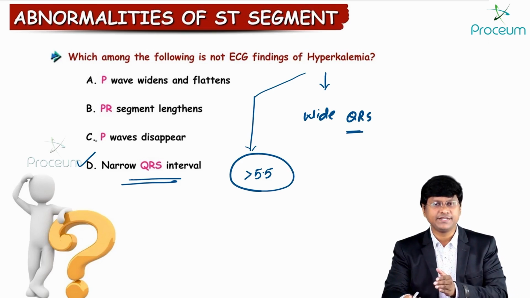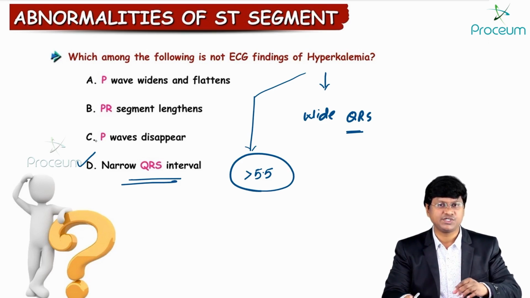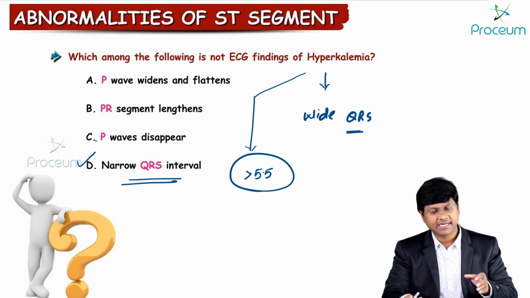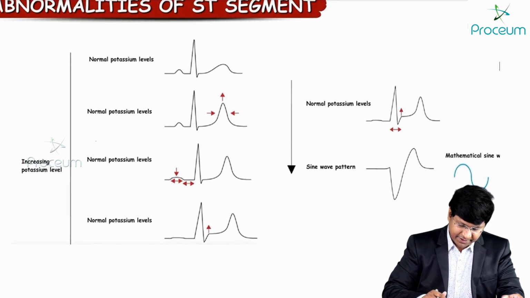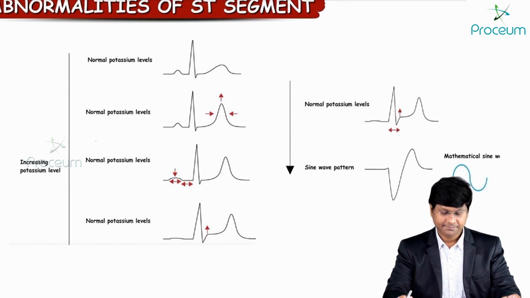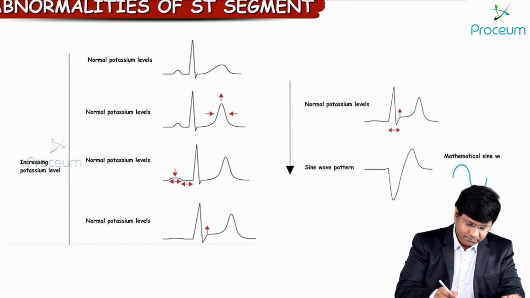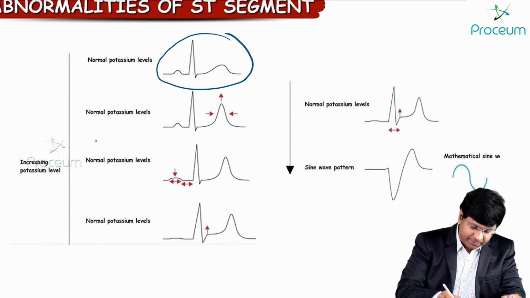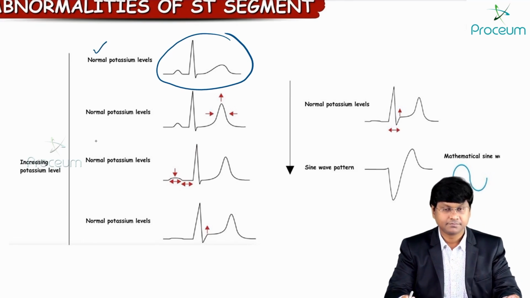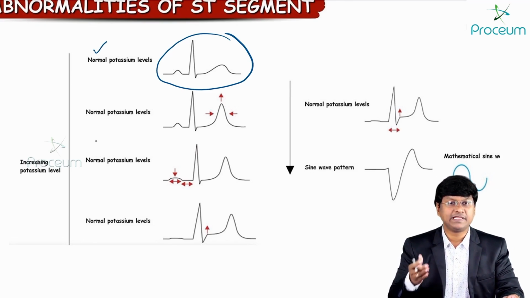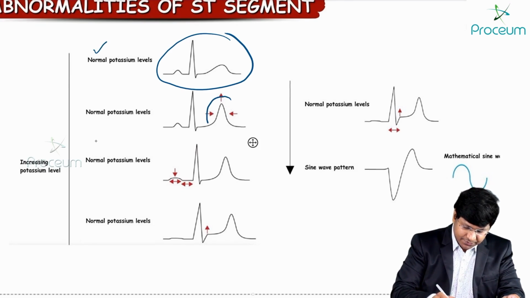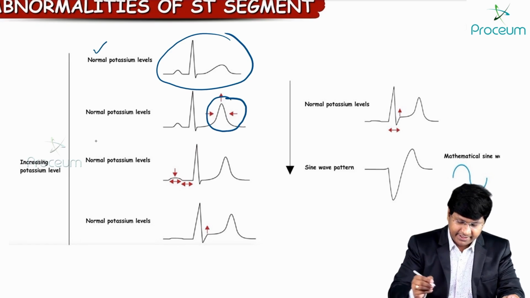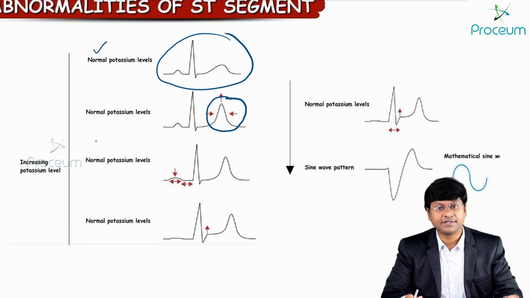Now, in a sequence, let me tell you what will be the ECG changes. Then I will show you the respective ECGs also. This is a normal PQRST complex when the potassium levels are normal. But when the potassium levels are gradually increasing, what is the first change? Appearance of tall tented T waves.